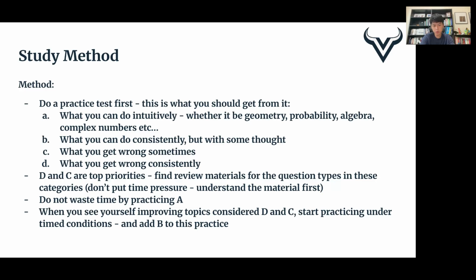And part D is what you get wrong consistently. You'll find that these are the areas where most of your mistakes are made. D and C should be your top priorities. Find review materials for the question types in these categories.